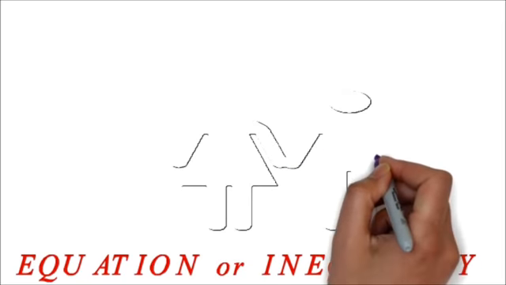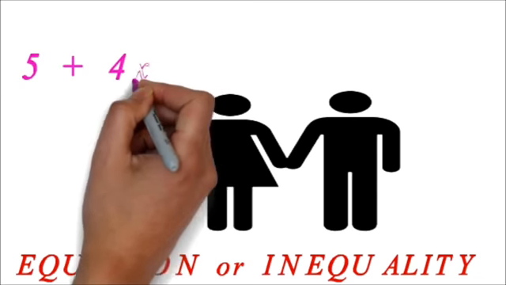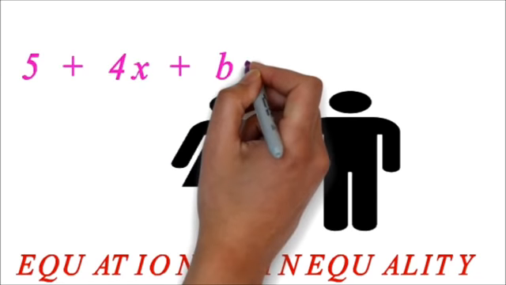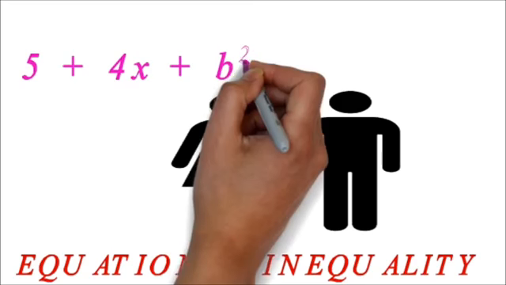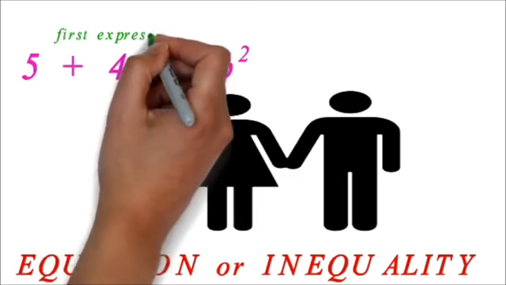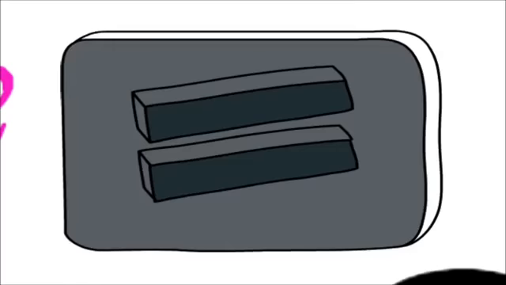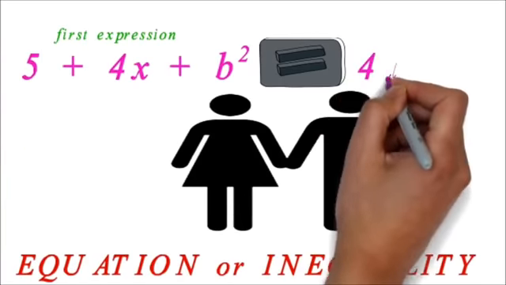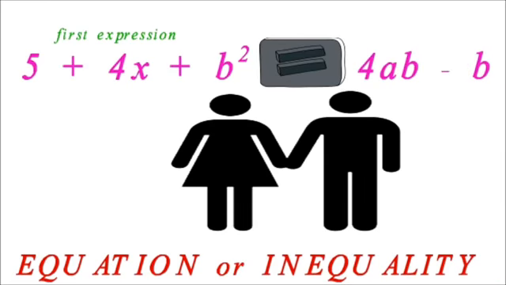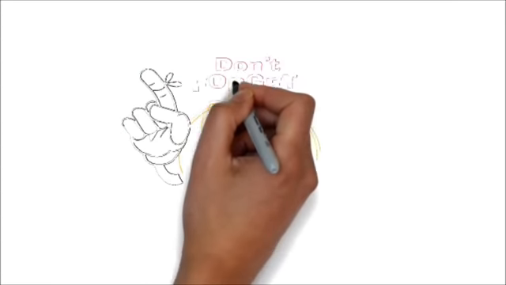So, let's look at what we call an equation. 5 plus 4x plus b squared. That is what we call an algebraic expression. So this is our first expression, and we are saying that this first expression is equal to a second expression, 4ab minus b. This forms an equation. Please remember, in an expression we do not have an equal sign.